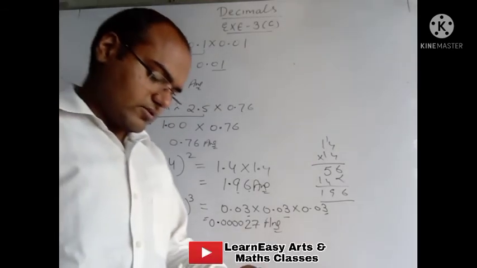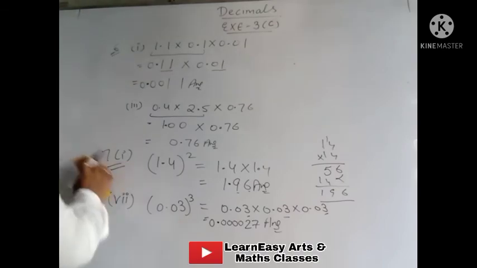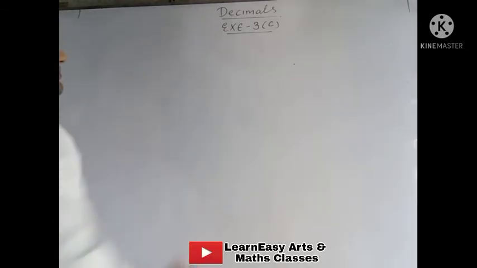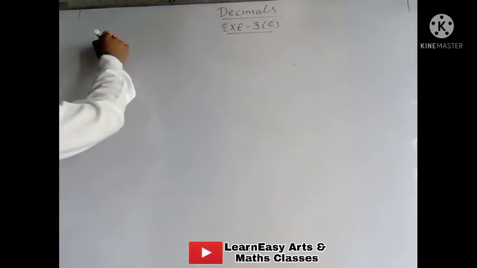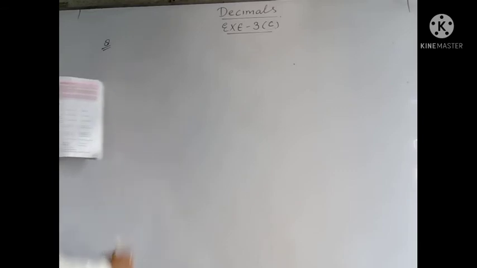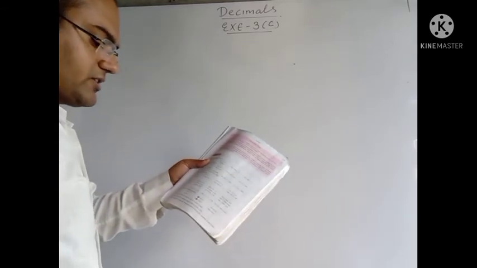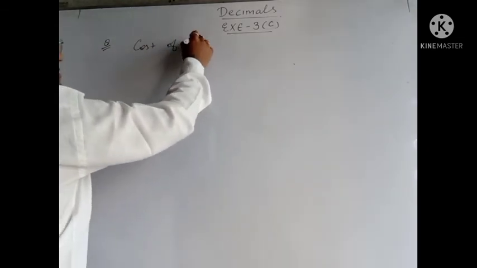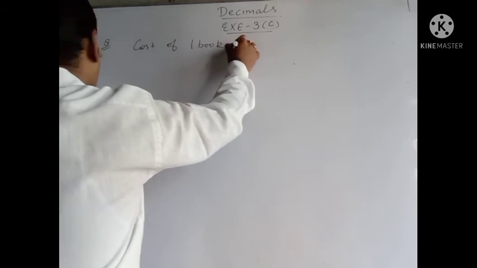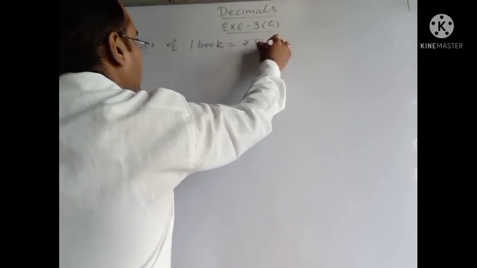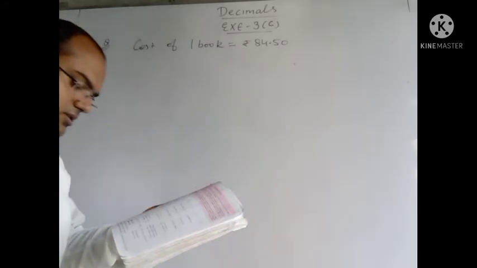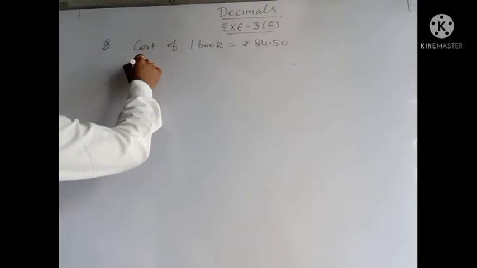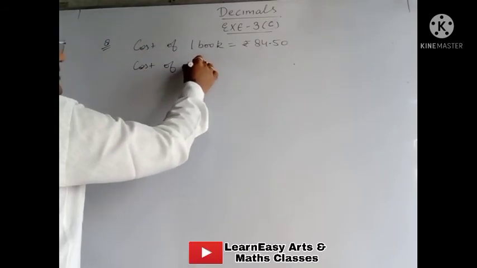Now see next question, question number 8. The cost of a book is rupees 84.50. So we will also write cost of a book means one book. Cost of one book is given, 84.50 rupees. You have to find the cost of 13 such books. We have to find cost of 13 books.